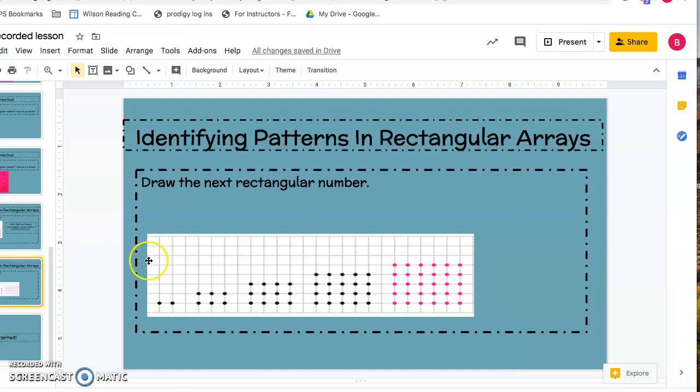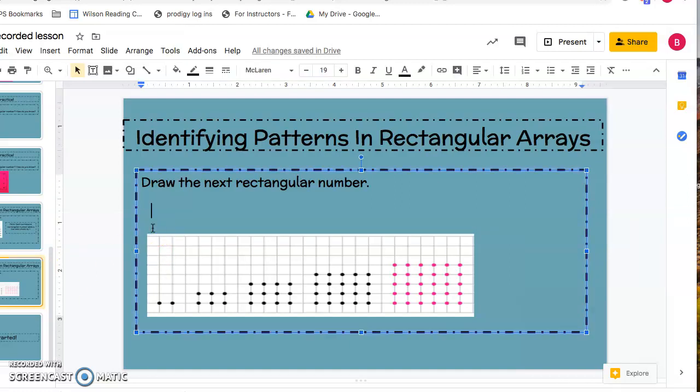But now let's think, well, what are these rectangular numbers? To do that, I'm just going to count how many dots I have. So my first one, if it was a 1 by 2, is 2. 2 is my rectangular number, followed by 6, 12, 20, and 30. These are all rectangular numbers because they create rectangular arrays.